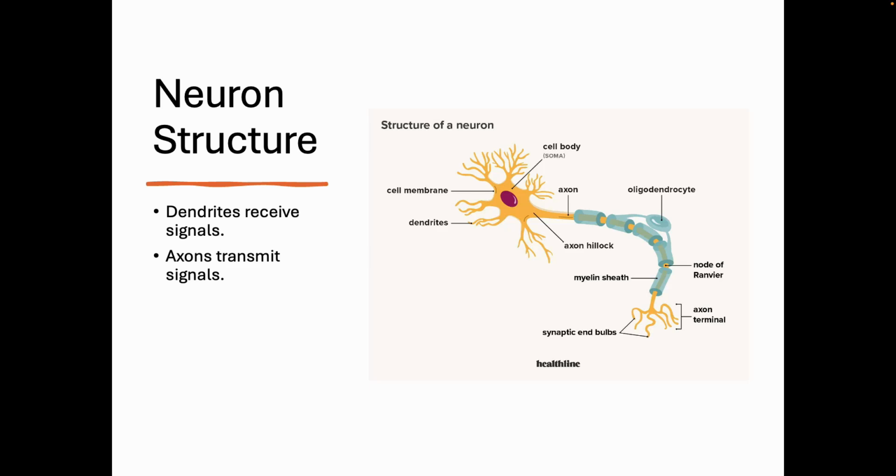Neuron structure. Remember this bad boy? So the dendrites are on one side and the axons transmit the signals, all right? So you have dendrite, goes down the myelin sheath, and then something happens as the axon transmits that signal.